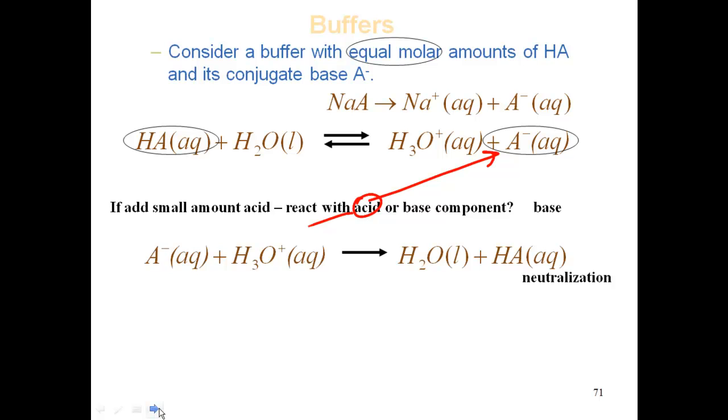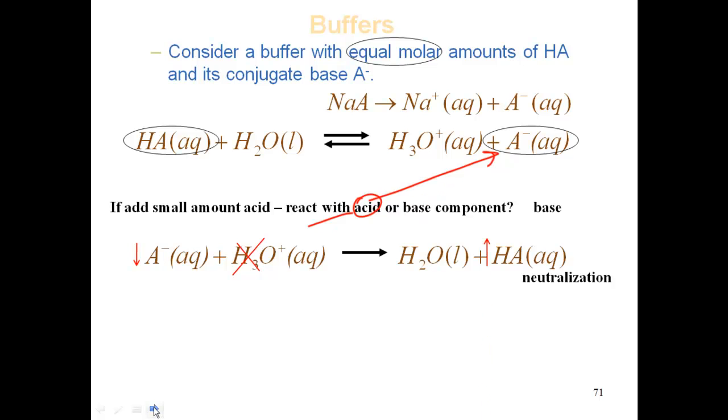And at the same time, that A minus concentration, since it's being reacted, is going to decrease. So what happens when I add that acid component is the amount of A minus will decrease, and all that hydronium ion that I added with that acid will be consumed. Since this is a neutralization, it's going to form some products. It's going to form water and HA. Well, what's happening to the concentration of HA in this process? It's going up. I'm forming some HA.